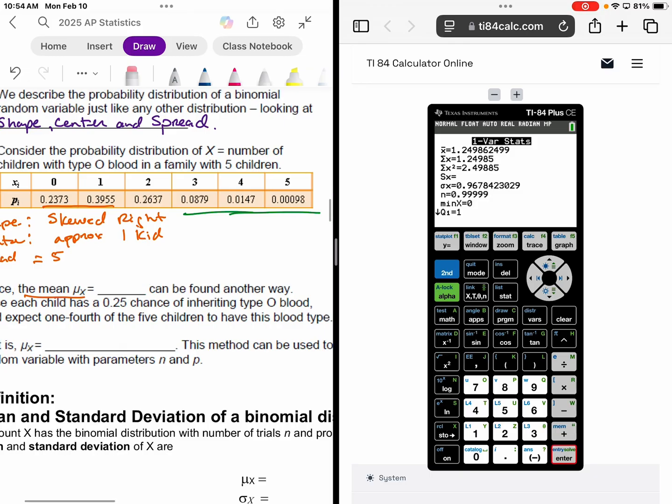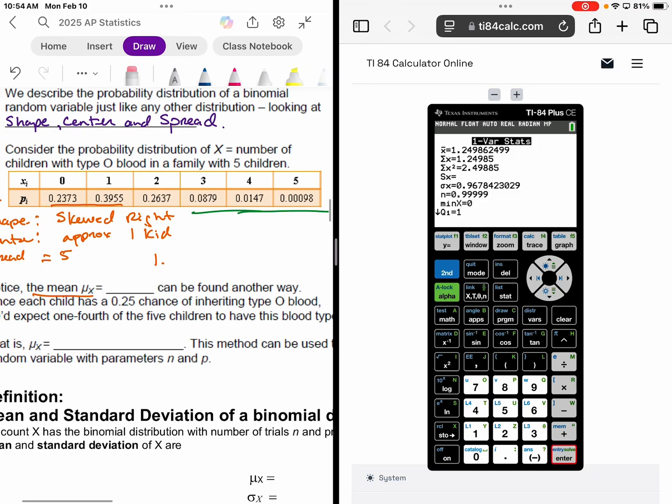They tell us that our mean looks like 1.2498, so you're looking at about 1.25. Right around that, approximately 1 kid, like I was guessing. Now, the other way I could do that: can't we take each individual outcome, like 0 kids, times the probability below it, multiply those down, and then add up all those answers to find the expected value?